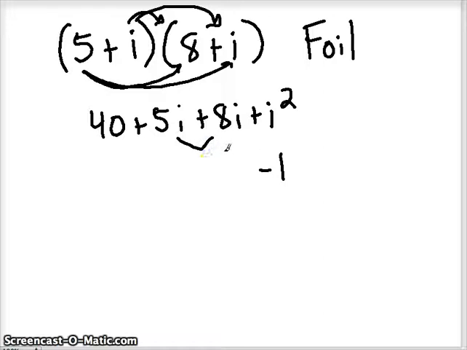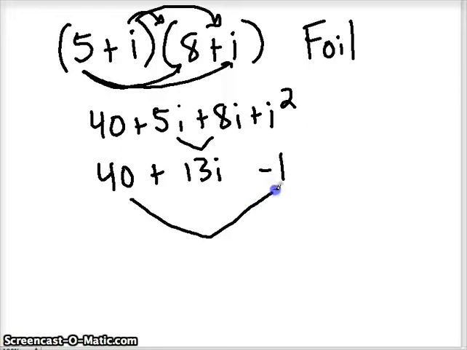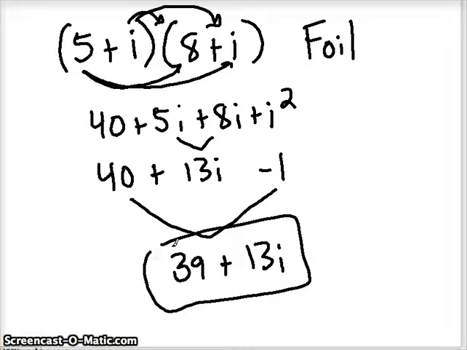Rewrite i squared as negative 1. Combine your like terms here. 5i plus 8i gives us 13i. And we still have that 40 out in front. So as you can see, that i squared turned into a real number. So we still have to combine these real numbers. 40 minus 1 gives us 39. And then we write our imaginary number last. So there's two complex numbers multiplied together. Gave us another complex number here.